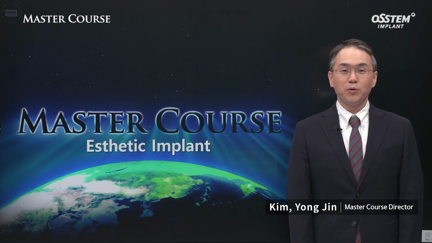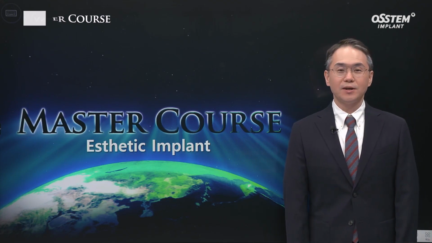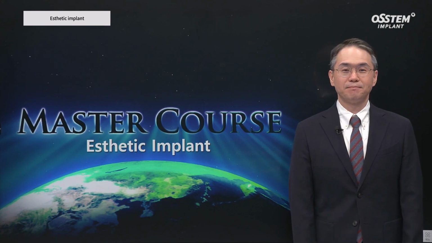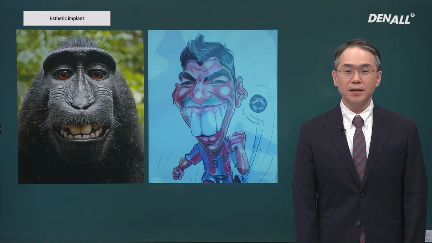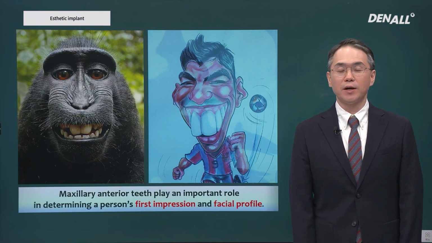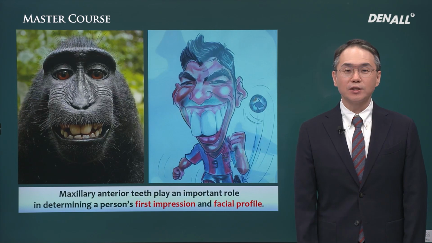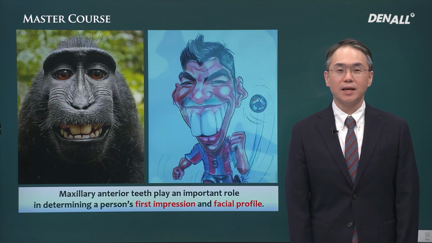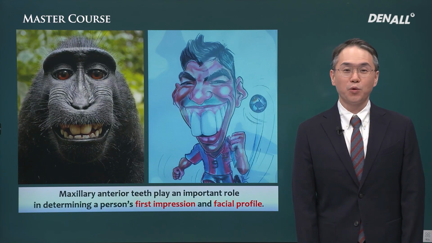Today I'm going to talk about placing aesthetic implants in the upper anterior area. The upper anterior area plays a very important role in a person's first impression and facial profile. It's very aesthetically important. When we place implants in the upper anterior, we need to consider functional as well as aesthetic factors.